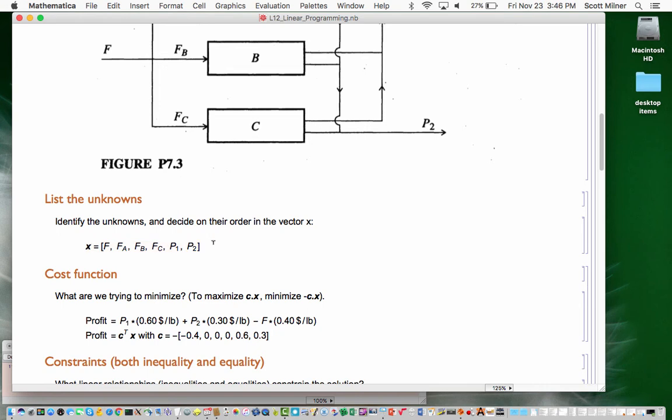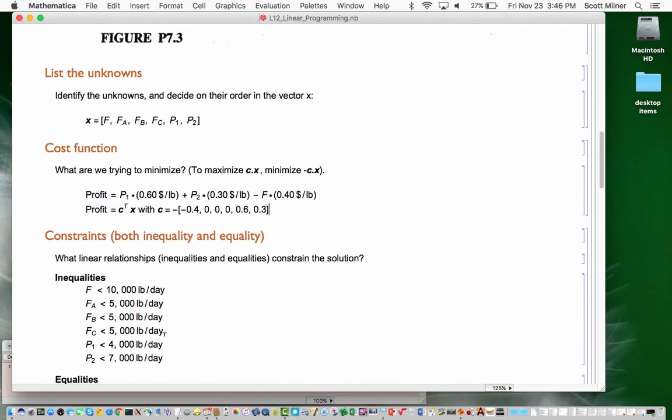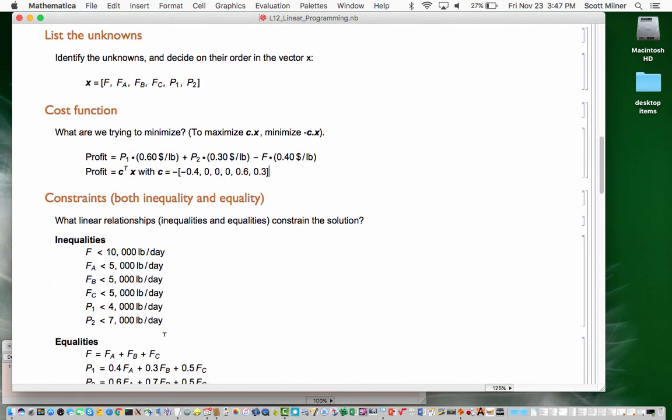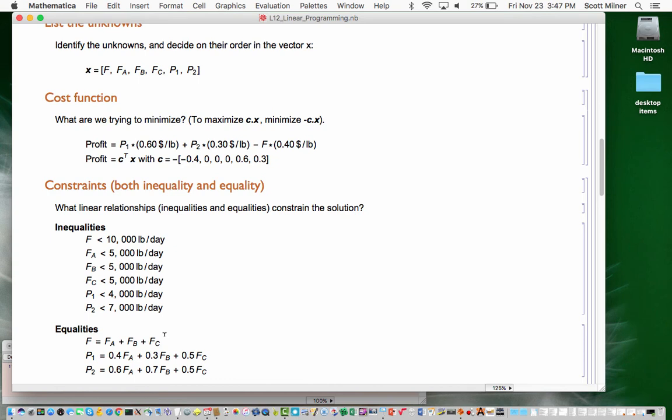So having decided on the unknowns and the order in which they appear in the vector x, and having written the cost function and therefore figured out the vector c, the next thing we need to do is to write the constraints which have to be satisfied by any valid solution to the problem. So there's two different kinds of constraints here. There are equalities and inequalities.